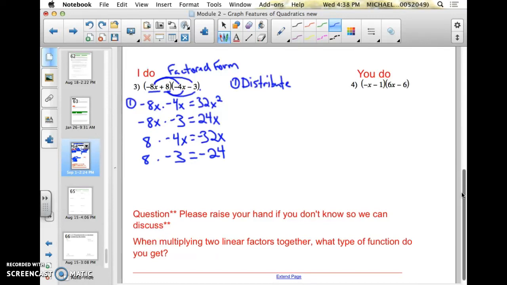So that process again was first term times first term, first term times second term, second term times first term, second term times second term. Now that's the distribution step, okay? The only main difference here is it has a step in between distribute and write in standard form. In this case, I'm going to have to combine like terms. I'm going to write this in a different color so you can see what I'm doing. Combine like terms.